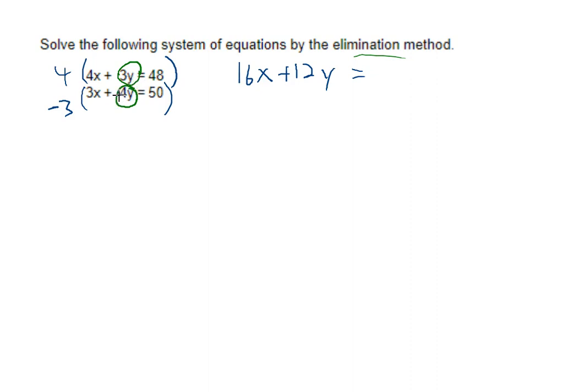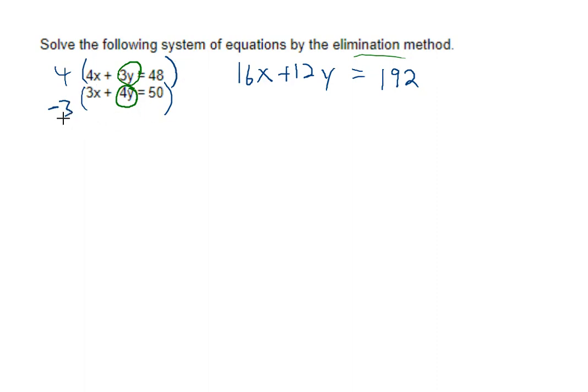So let me think about what that would be. 48 times 2 would be 96, and then I need to times 2 again. So it's going to be 192, I hope. I guess we'll find out as we work through this. We'll see how things work out.